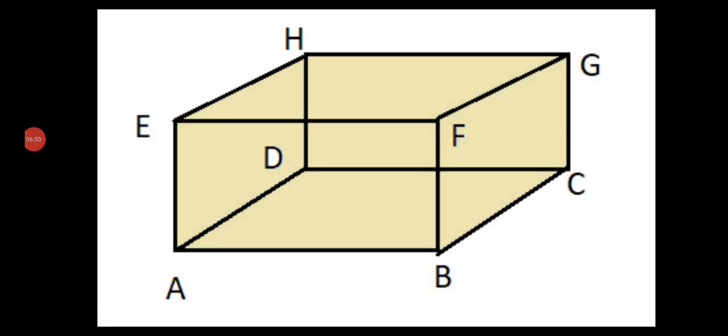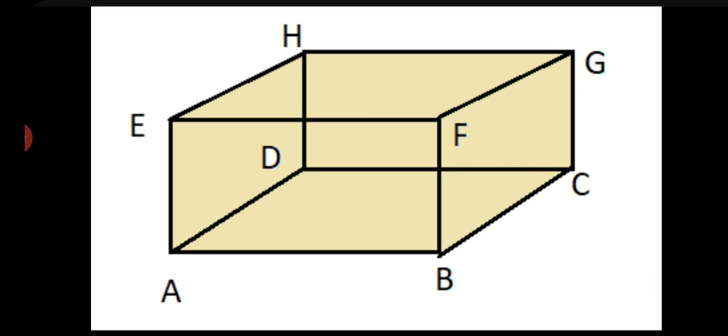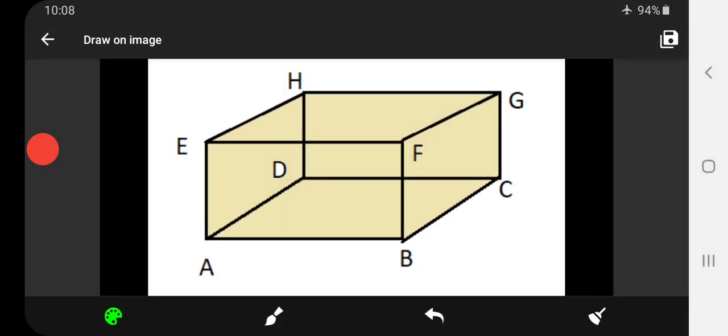Now here is another 3D shape, that is a cuboid. A cuboid is the same as the dice. The difference between a cube and a cuboid: in a cube all the faces are square in shape, whereas a cuboid has rectangular faces. So same as a cube, a cuboid also has 6 faces.